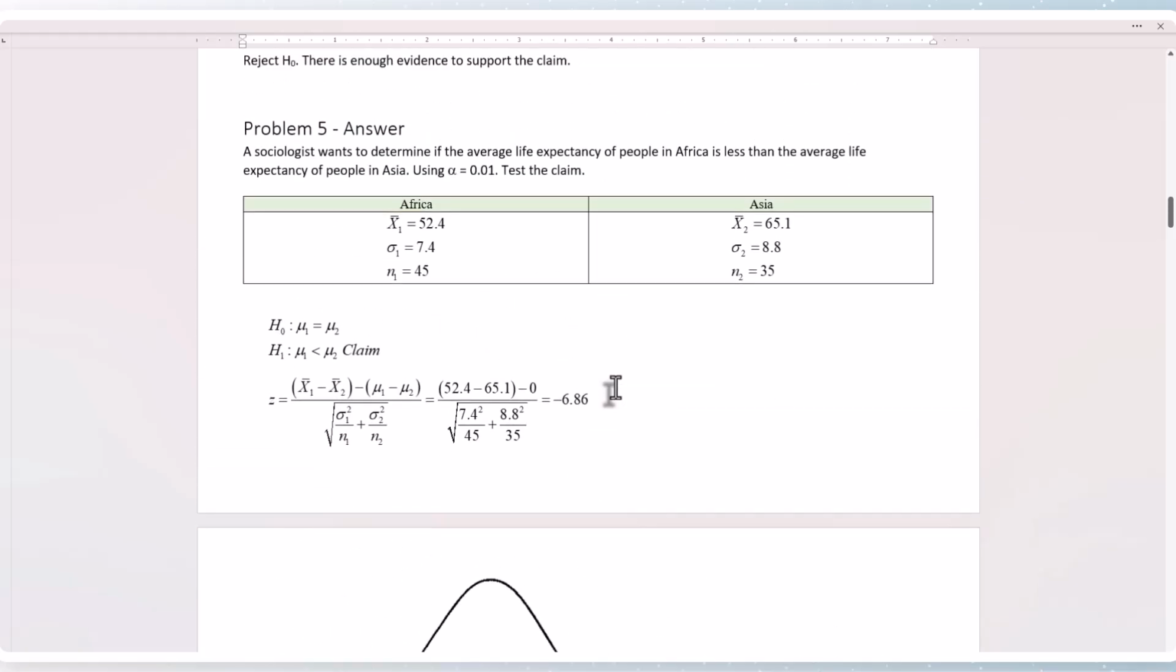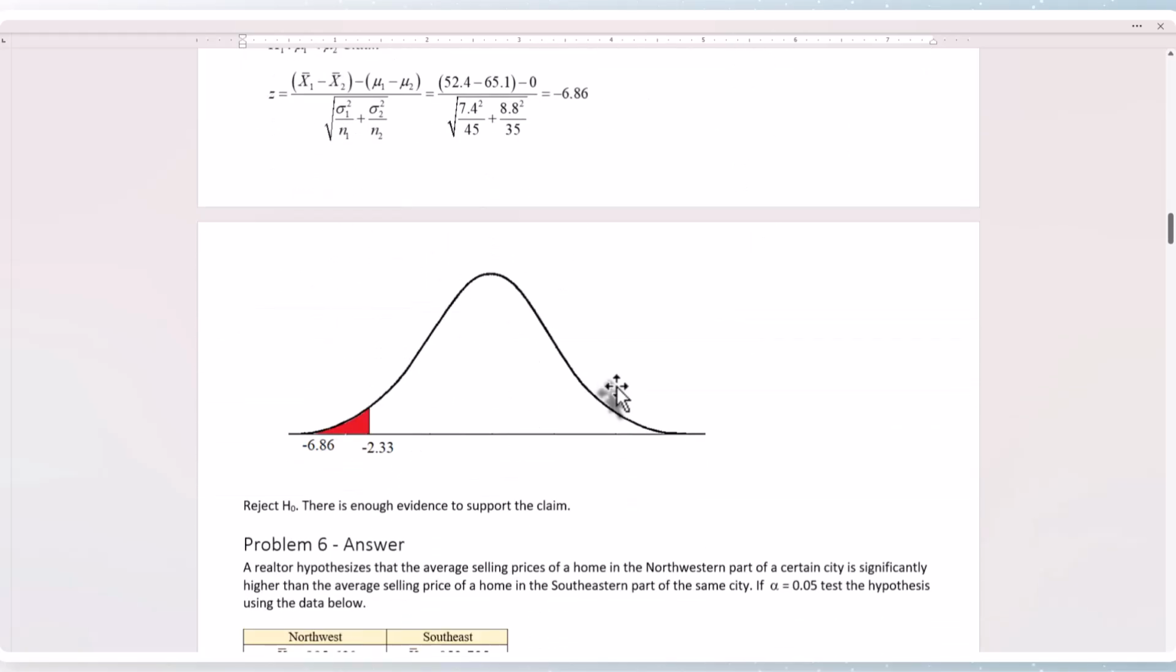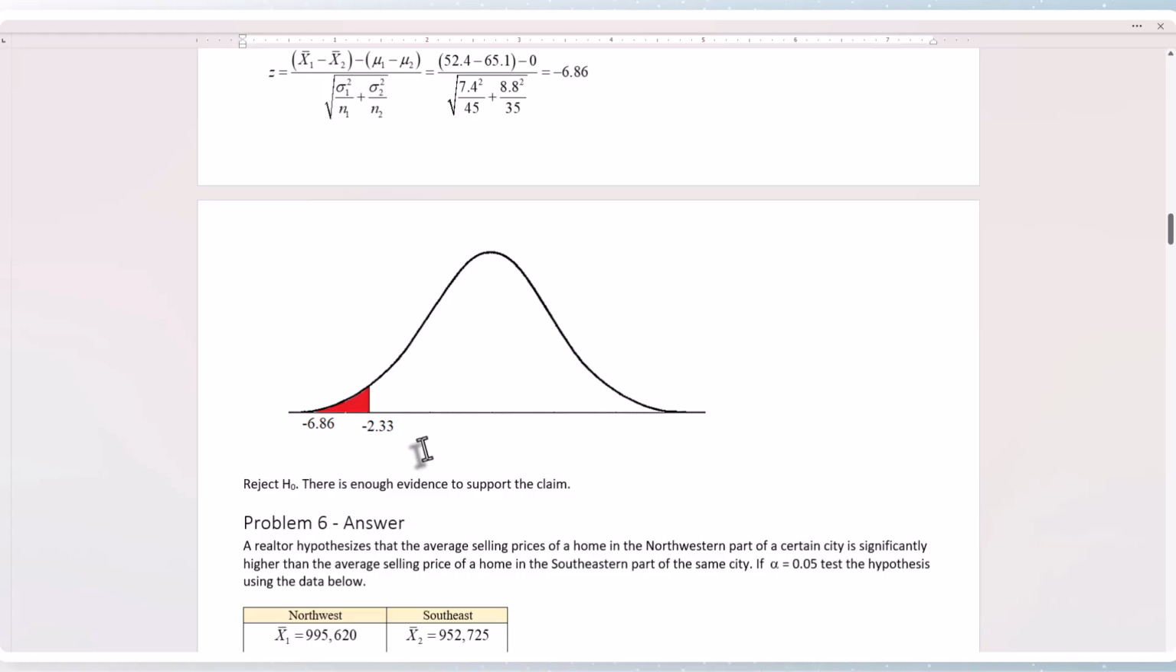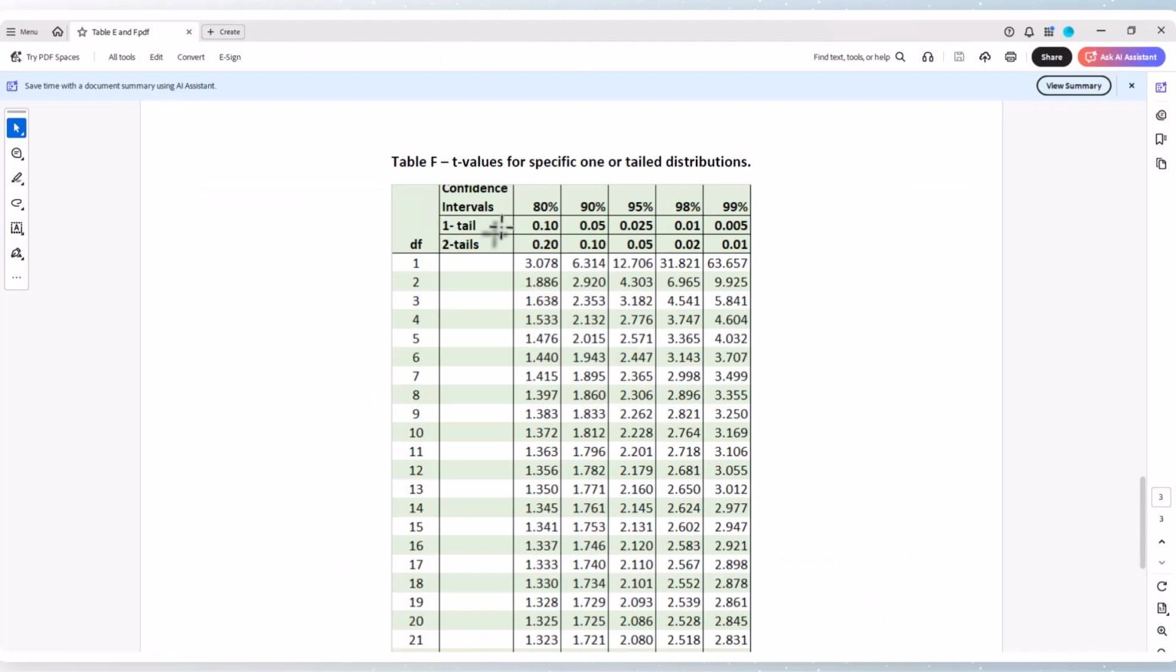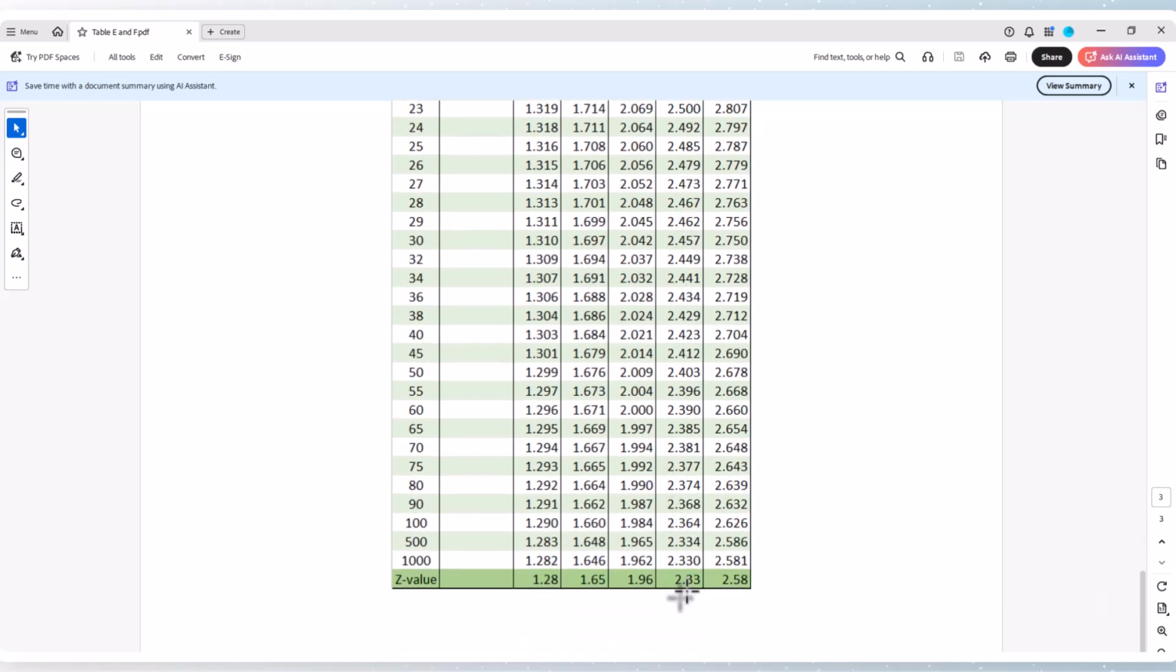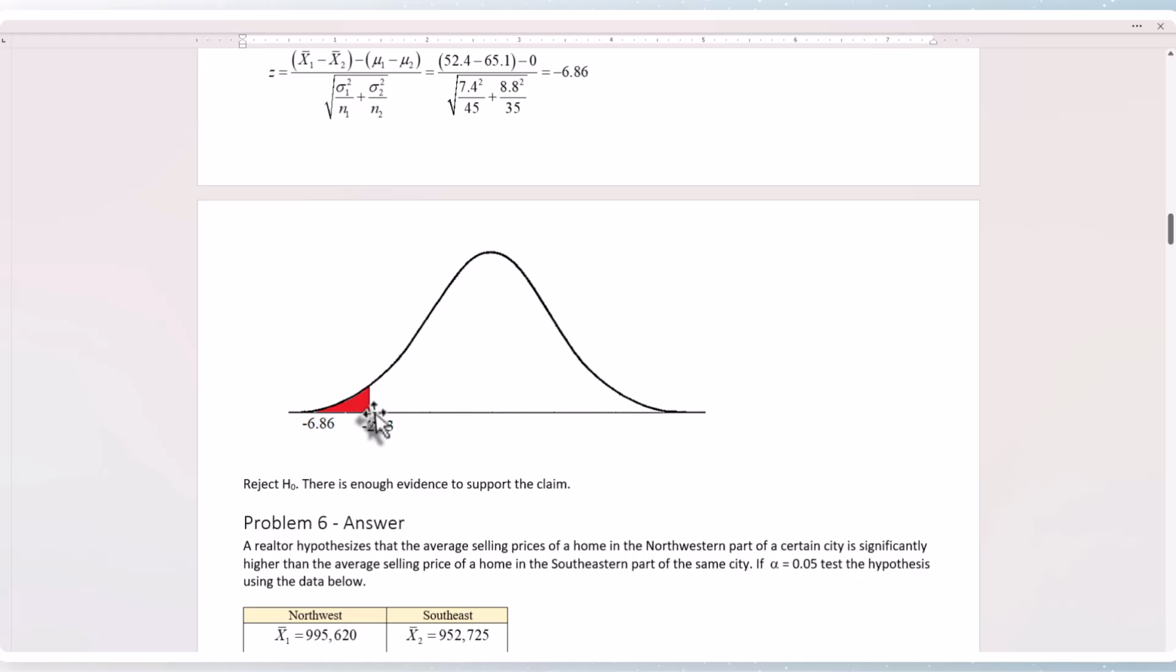Now this is a left-tailed test. To find the critical value, one tail 0.01, we go all the way down because it's a z-test to 2.33. Since it's on the left side, we make it negative 2.33. The test point falls in the critical region, so we reject H naught, and we state using our summary chart that there is enough evidence to support the claim.